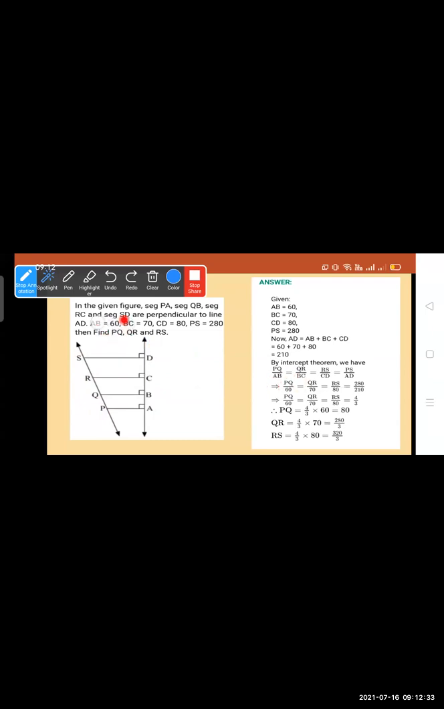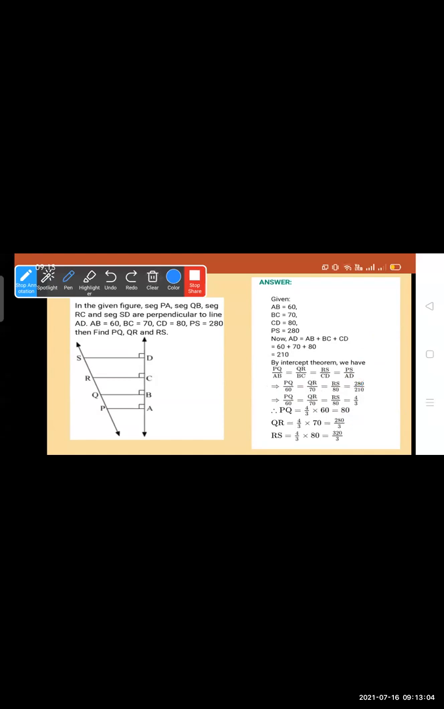Here we want to find PQ. So we put AB is equal to 60, BC is 70, CD is 80, and this ratio is given 280 by 210. So see how we solve this question. Here the zeros get cancelled. We get 28 by 21. So 7 3s are 21 and 7 4s are 28. So here we get 4 by 3. And this ratio is equal to 4 by 3.